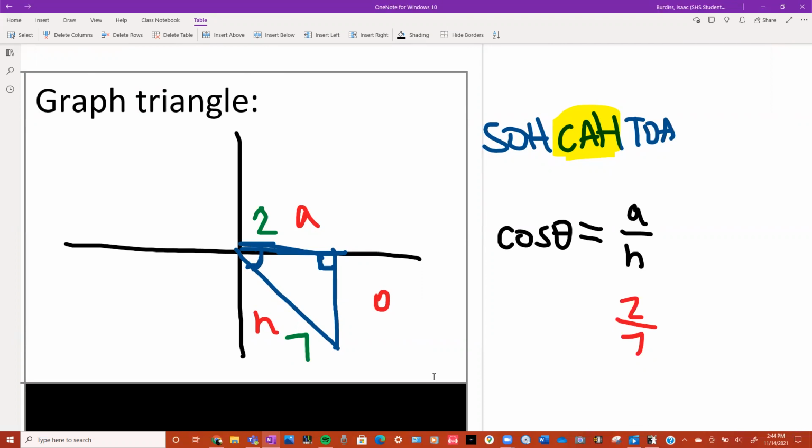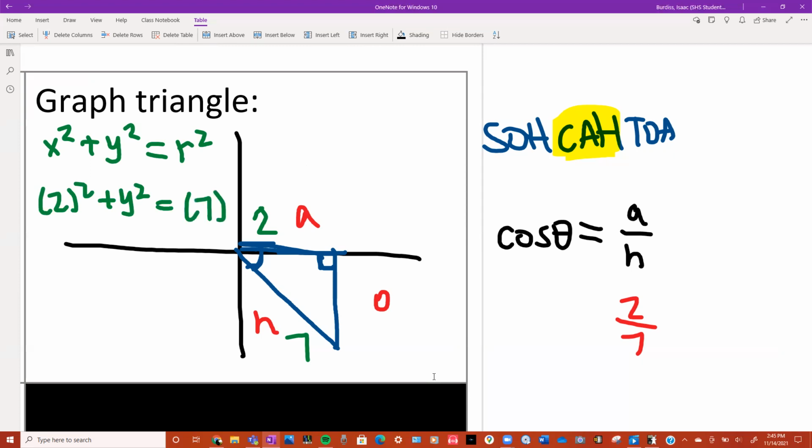So we use a squared plus b squared equals c squared, or in this case, x squared plus y squared equals r squared. What is our x? Well, x is the horizontal one. I mean, technically it doesn't matter because we know our properties, but x is 2. And we're trying to find y. And our radius is the hypotenuse, which is 7. So we have 4 plus y squared equals 49.